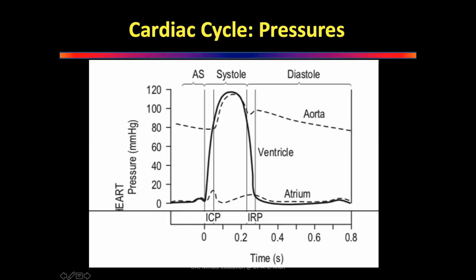Okay. And this has to be correlated with aortic pressure. And we said the aortic pressure lies between 80 to 120. So 80 to 120. And then this little snap happening because of the closure of the valves. And then the aortic pressure comes down.